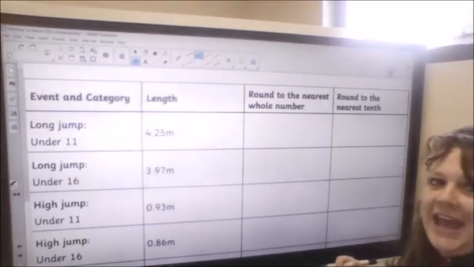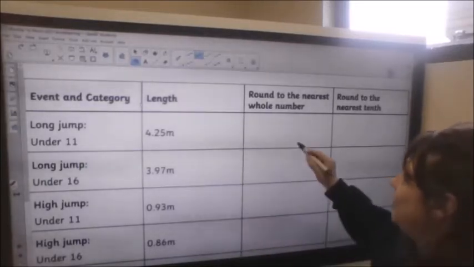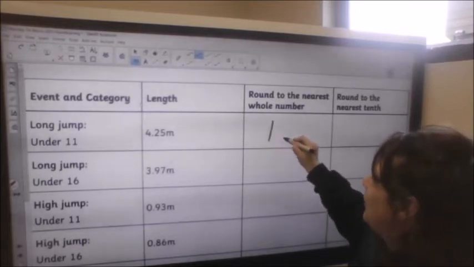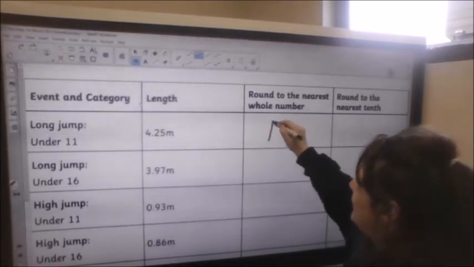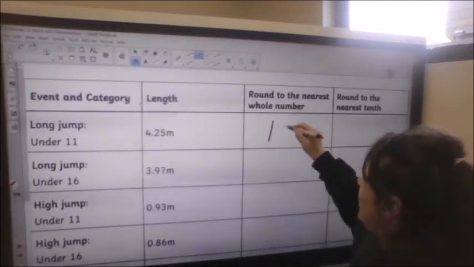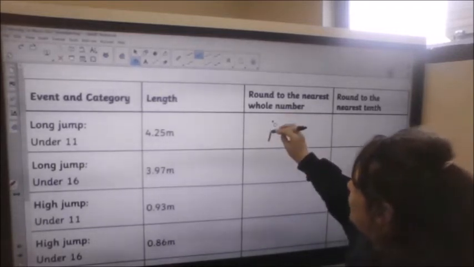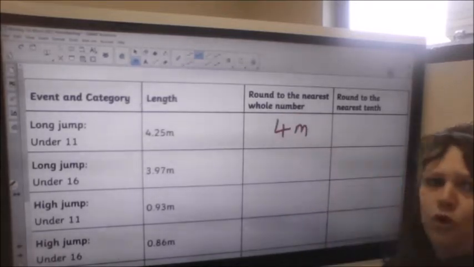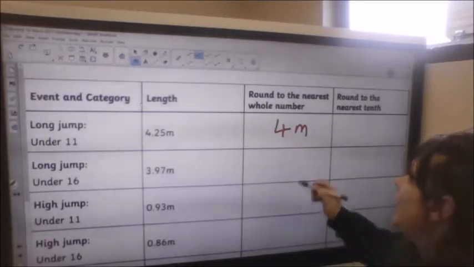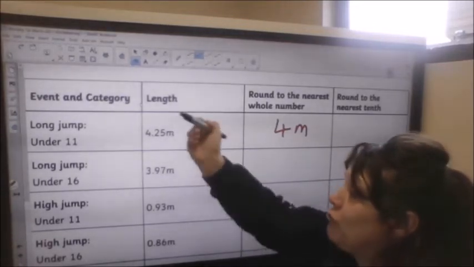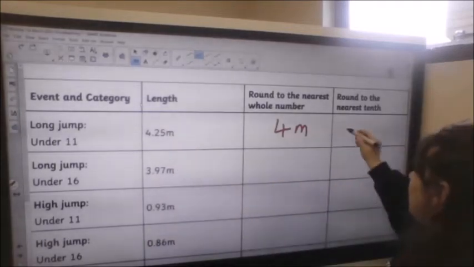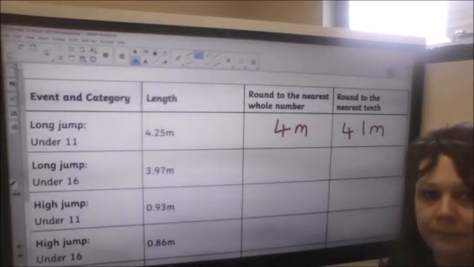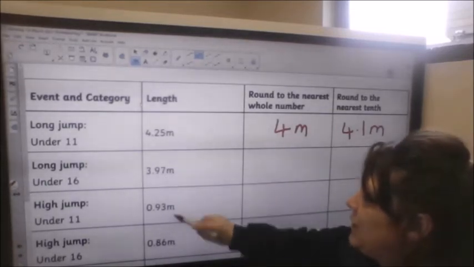Right, let's see how you got on with this task. So 4.25 meters to the nearest whole number is 4. I think my pen will work. Let's try there. Oh, it doesn't want to work, does it? Let me try again. Oh, there we go. So it's 4 meters. To the nearest tenth, well, I've got to round up because I've got a 5 there. So it's 4.1 meters.